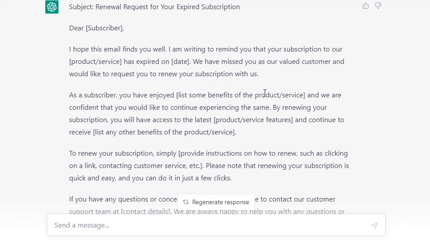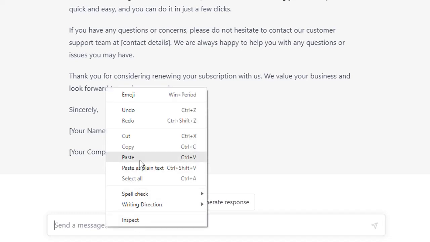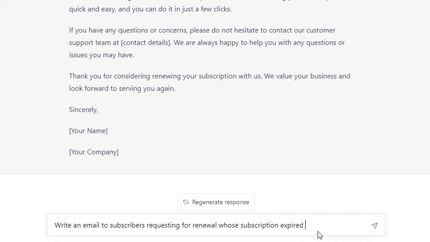So this is the format of the email. First of all, subject, then dear, name of the subscriber and contact, and finally your name, your company. But sometimes the content of the email is too big. So now the question is, write an email to subscribers requesting for renewal whose subscription expired. Write in say 70 words.